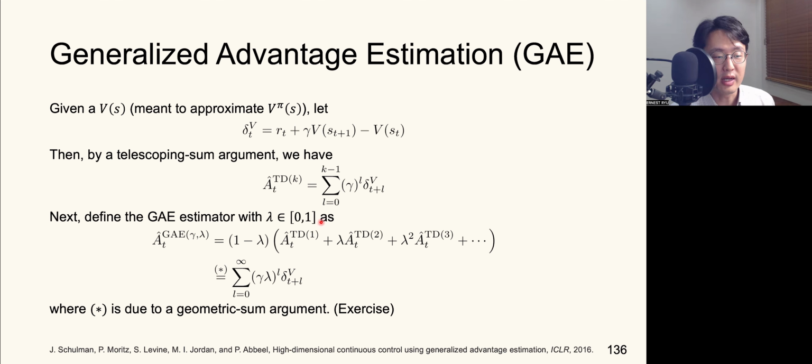Now, to clarify, when lambda is equal to 0, then this front factor just becomes 1, and all the subsequent terms are just 0. So we recover the TD1 estimator. When lambda is equal to 1, you can't just plug in lambda equal to 1, but you can do some sort of limiting argument to show that the GAE estimator becomes the TD infinity estimator. So you take the limit as lambda goes to 1, and it makes sense.